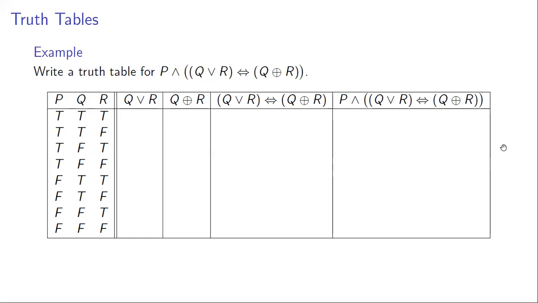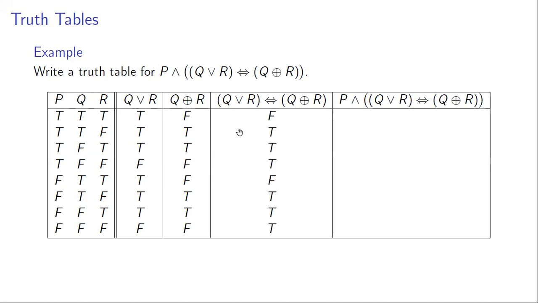So we're going to go ahead and fill in Q or R. Go ahead and do that. And here it is. Then we go ahead and fill in Q xor R. So there it is. Now we take these 2 previous columns, Q or R and Q xor R, and we're doing if and only if. So in other words, it's going to be true if and only if false, which is going to be false, and so on. So go do that column.